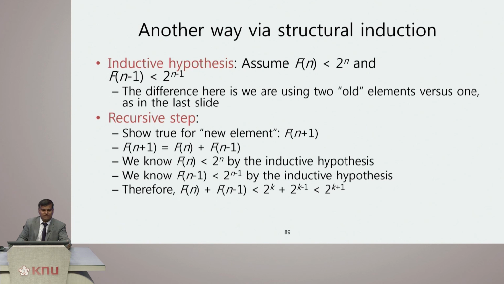Therefore f of n plus f of n minus 1 is less than 2 power n plus 2 power n minus 1, that's less than 2 power n plus 1. That's it, it's proved.